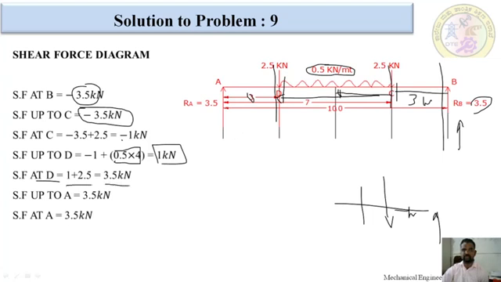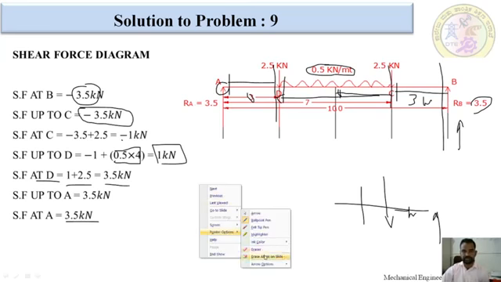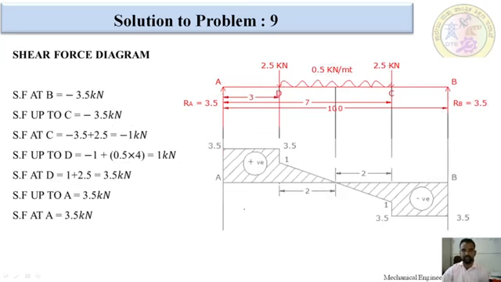Total is 3.5. Up to A point, the value is also the same. How much? 3.5 kilonewton. After that, the shear force at section A is also the same, that is 3.5 kilonewton. Once the shear force at section A is equal to the RA value, our calculation is correct. Next, move to the bending moment calculation.